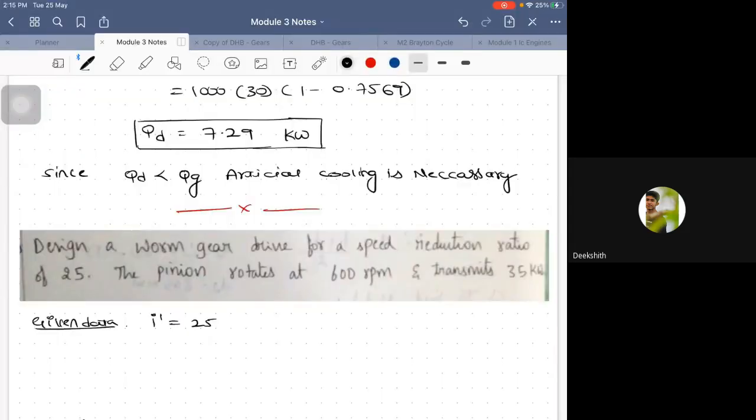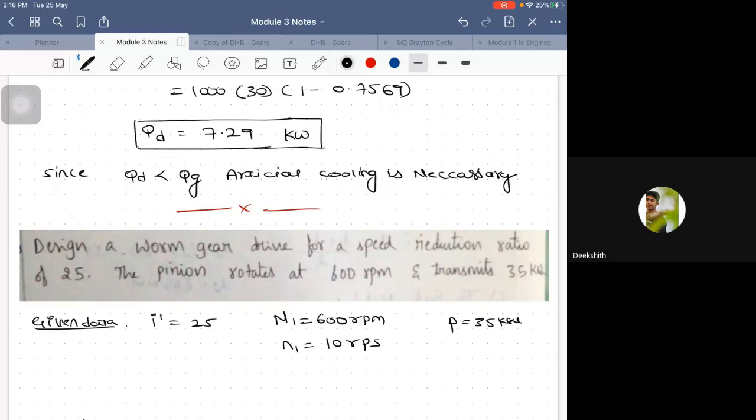And the pinion rotates at 600 RPM. That means the value of N1 is specified as 600 RPM, so that your small n is 600 divided by 60, so it is 10 RPS there. And power to be transmitted is 35 kilowatts. That's it. And wherever certain data are not given, you have to assume certain values over there.